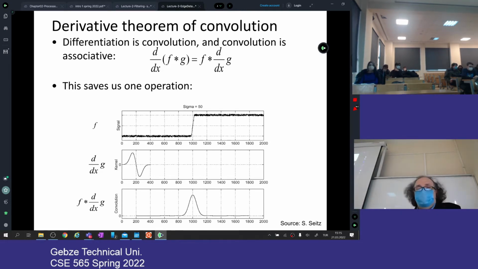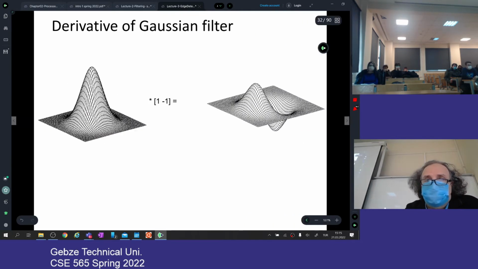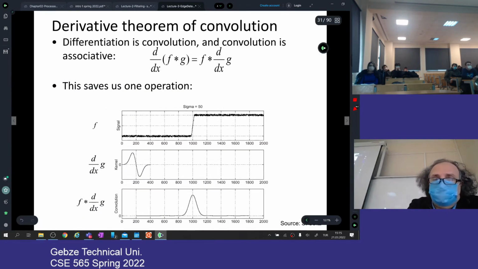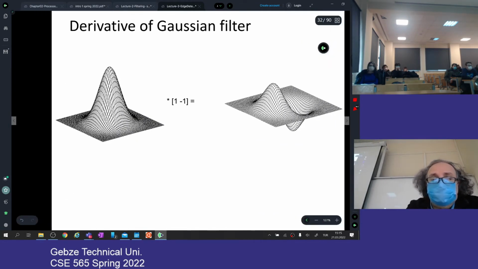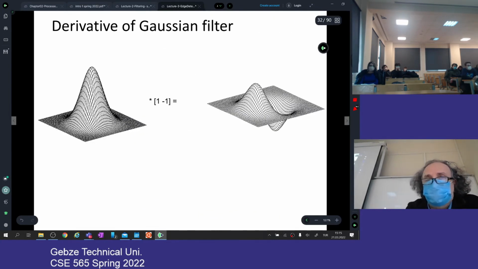You can combine them together instead of doing it one by one. You apply them all together and that will give you these nice results, both the derivative operator and the Gaussian operator at the same time. So this is one-dimensional again, and this is in two dimensions.